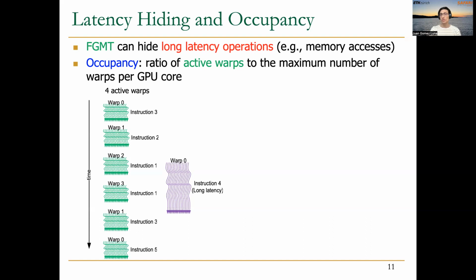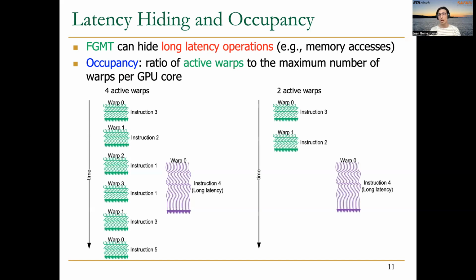But imagine that the occupancy is not that high. We have half of these active warps, let's say. At some point, while warp 0 is going to the global memory, we will see that there is a gap here. So we are wasting cycles in the pipeline. We are not really using the pipeline properly, and the performance will definitely be affected.